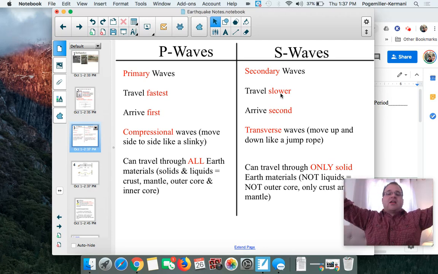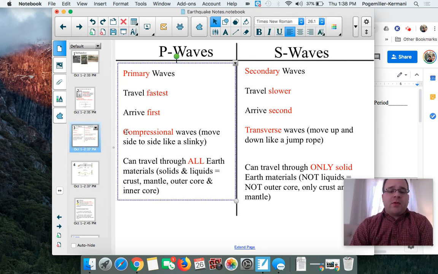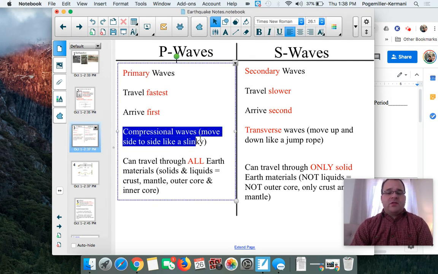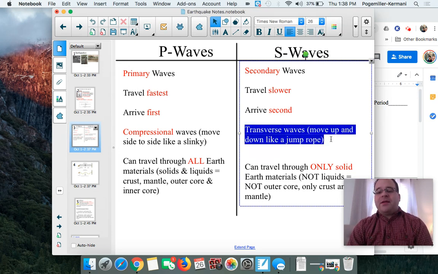The energy is coming from that point. So primary waves, since they arrive first, they've got to be faster. And what do they look like? These two waves look different. Primary waves are compressional waves, which means they move side to side like a slinky. And secondary waves are transverse waves, so they move up and down like a jump rope.